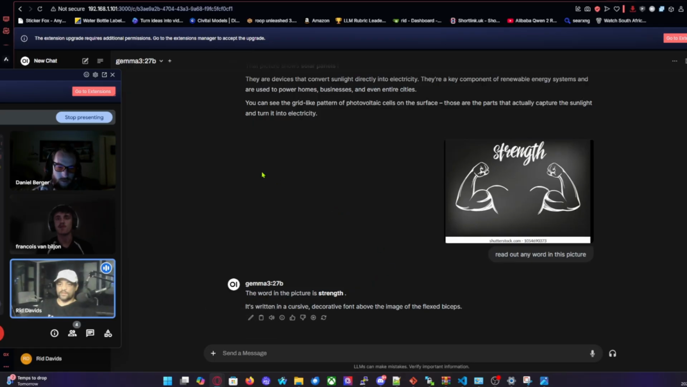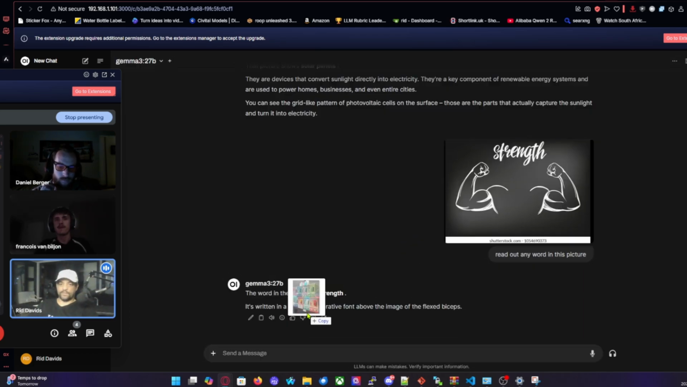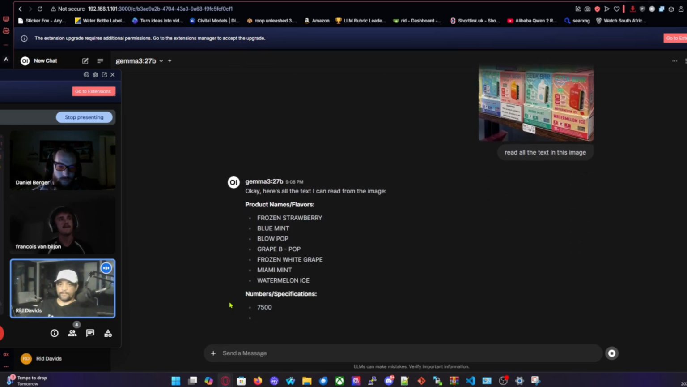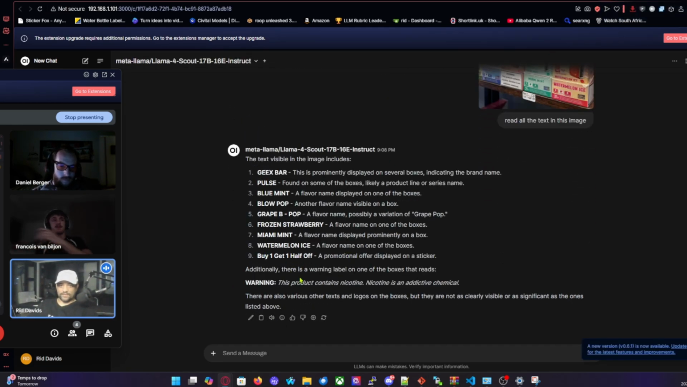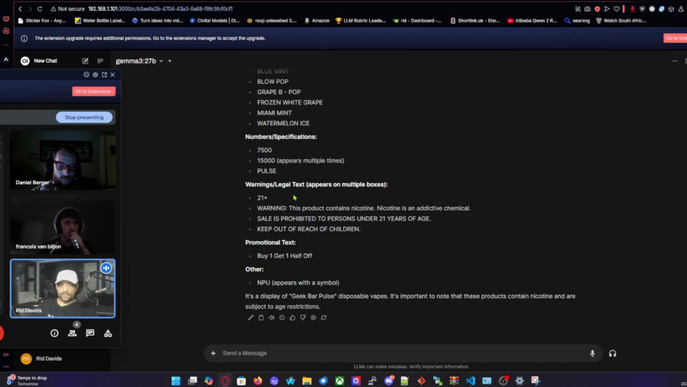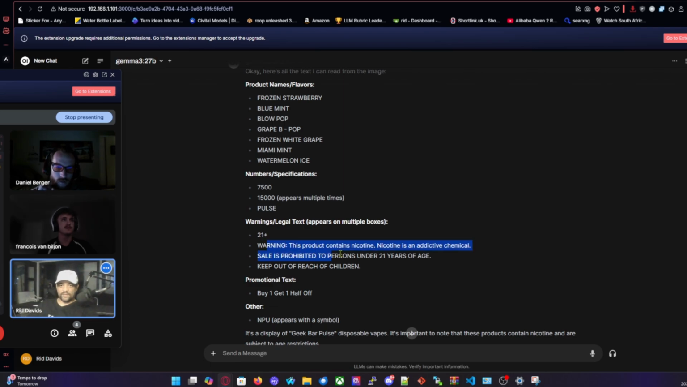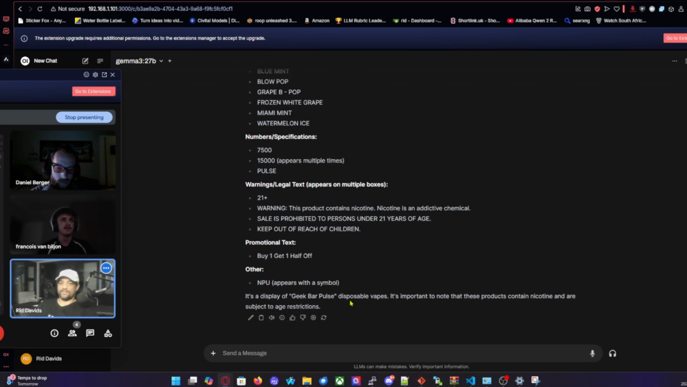But does it compete to this? Or I could just drag the same picture over here. You see the difference here. It's got all the text. Okay, correct. But this, you see there's a warning of the nicotine. Look at that. This is a 27B model versus 100 and... come on guys.